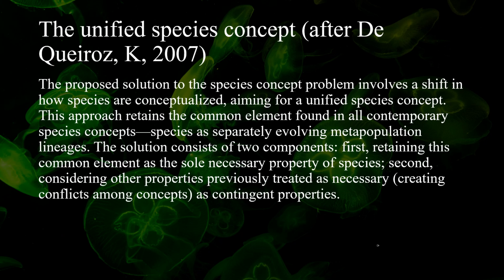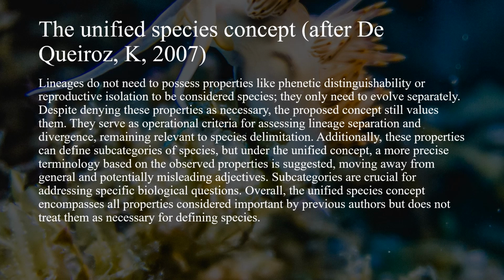This approach retains the common element found in all contemporary species concepts, species as separately evolving metapopulation lineages. The solution consists of two components. First, retaining this common element as the sole necessary property of species. Second, considering other properties previously treated as necessary, creating conflicts among concepts, as contingent properties. Lineages do not need to possess properties like phonetic distinguishability or reproductive isolation to be considered species, they only need to evolve separately. Despite denying these properties as necessary, the proposed concept still values them.